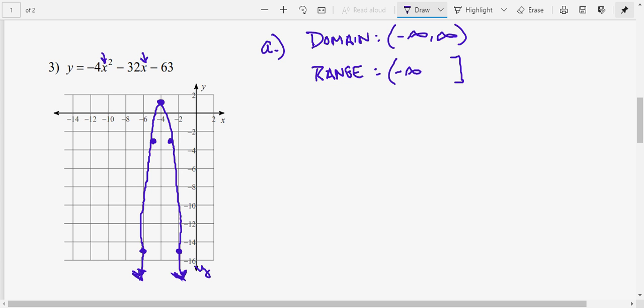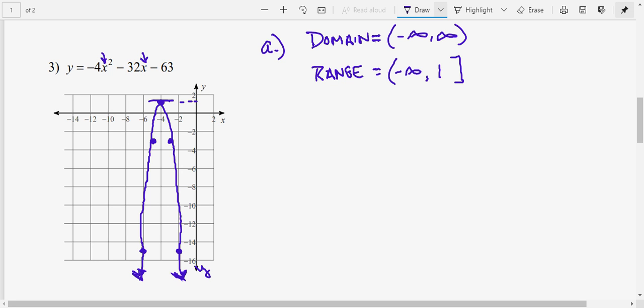So that means for my range, there is no lowest value, but there is a highest value. It's like the peak of a basketball shot or something like that. It never gets above this point where the y value is 1. But there is a y value of 1, and that's why I include this bracket here to show 1 is included, but anything over 1, like 1.0001, is not a part of the range. We put a parenthesis over here, and with our infinities, we always use parentheses because you can't reach infinity.